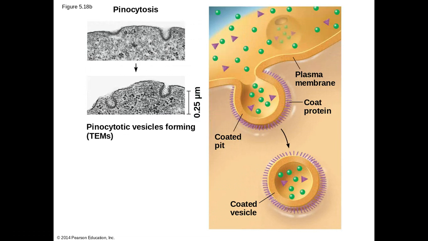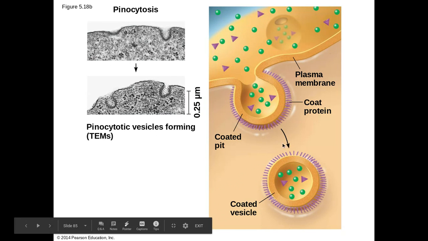Pinocytosis, the cellular drinking, is essentially when the cell gulps little droplets of fluid from outside of the cell into tiny vesicles. In doing that, it eventually gets full, and then the vesicle will be taken into the cell. Then the vesicle can move to other parts of the cell.